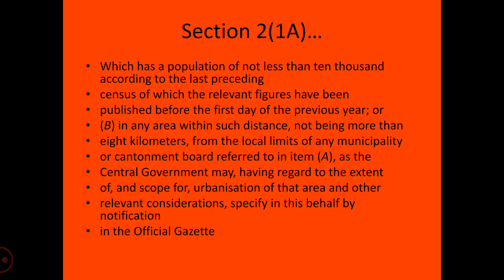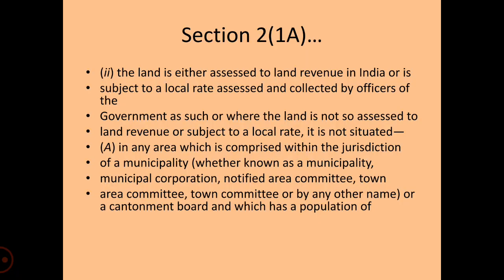Paragraph 2. The land is either assessed to land revenue in India or is subject to a local rate assessed and collected by officers of the government as such, or where the land is not assessed to land revenue or subject to a local rate, it is not situated, A, in any area which is comprised within the jurisdiction of a municipality, which is known as municipal corporation, notified area committee, town committee, or by any other name, or a cantonment board, and which has a population of not less than 10,000 according to the last preceding census of which the relevant figures have been published before the first day of the previous year.